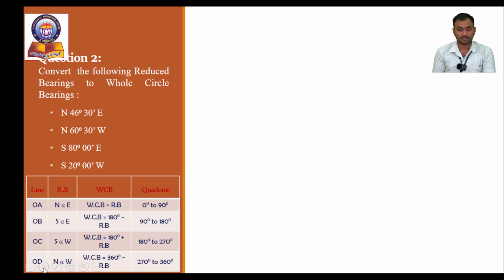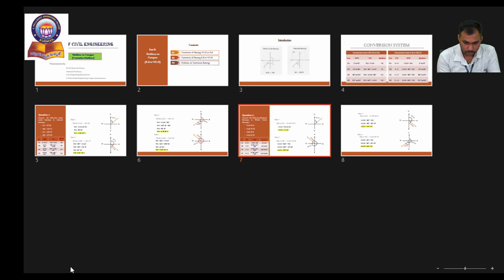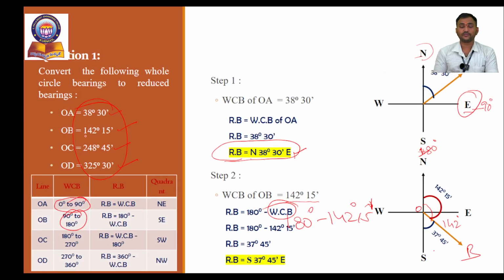Next, the second problem we will see: convert the following reduced bearings to whole circle bearing. Just observe, for whole circle to reduced bearing, how the values were given: 38 degrees 30 minutes, next 142 degrees 15 minutes, next 248 degrees 45 minutes, and next 325 degrees 30 minutes. Now, for reduced bearing to whole circle bearing, how are the values given?